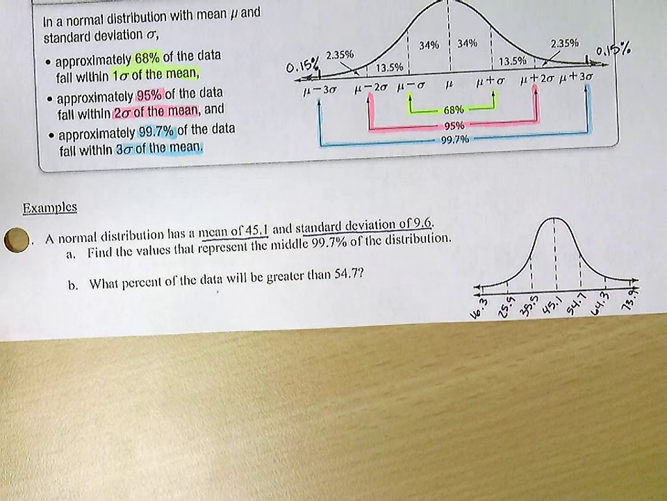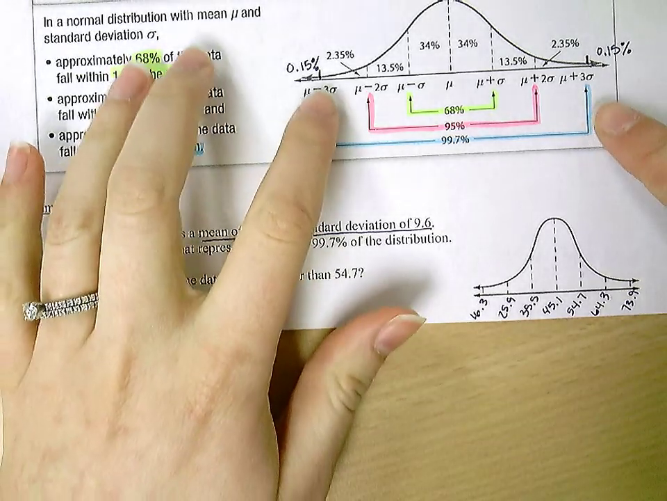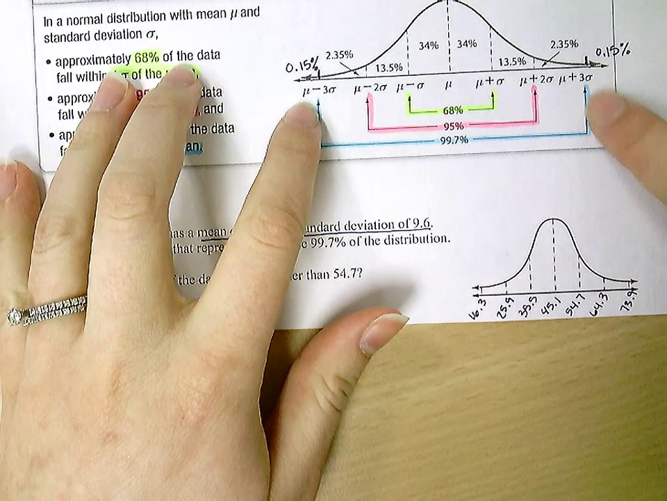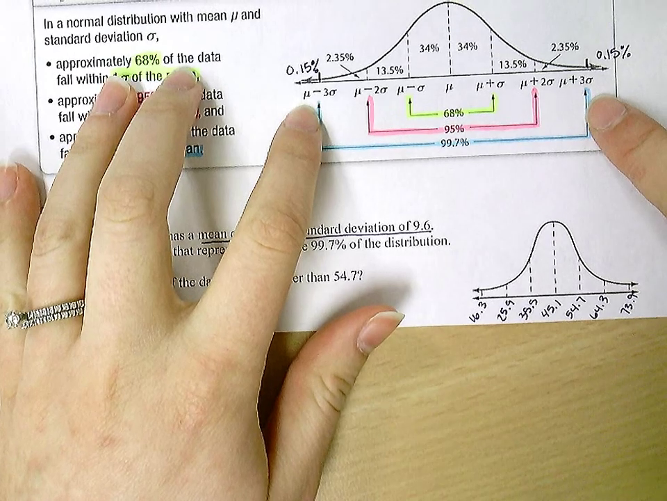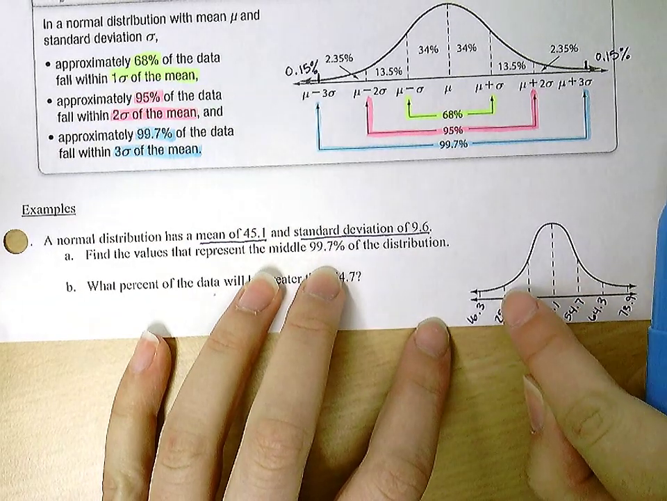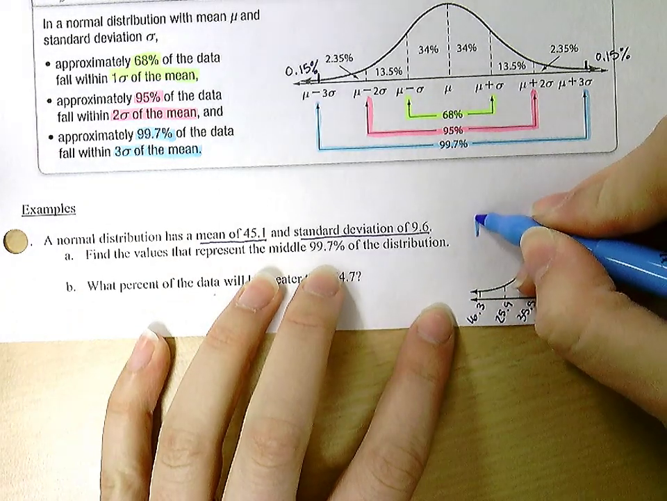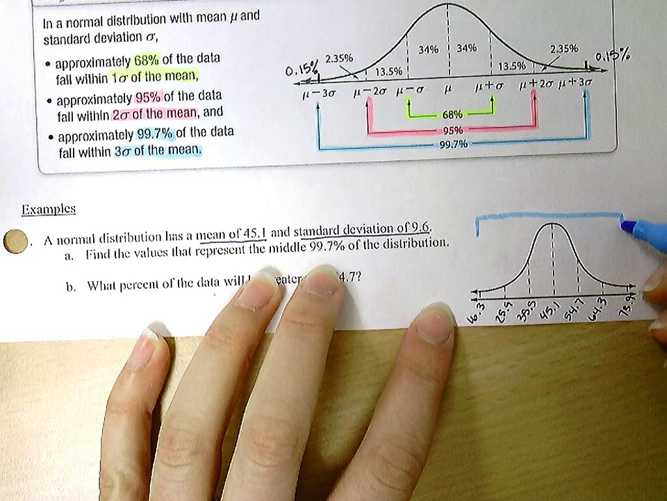All right, so in letter A, we want to find the values that represent that middle 99.7%. So 99.7 is that third standard deviation away, right? So we have our mean, we have 1 standard deviation, 2, and then 3. So that's this piece to this piece.